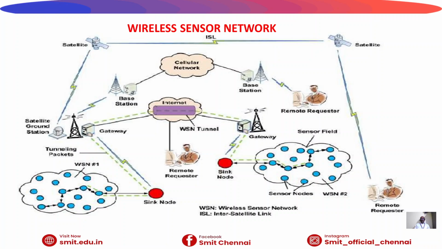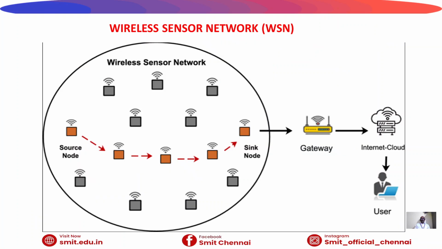That one coordinator is nothing but the sink node. You see the red color? The sink node is nothing but the coordinator. We have seen already in the Zigbee topologies, the red color one is the coordinator. Same like that, here the coordinator is renamed as the sink node. The sink node connects to the gateway and to the internet. WSN 2 does the same thing, and base stations are connected using the cellular network. So this is the entire picture of the wireless sensor network.